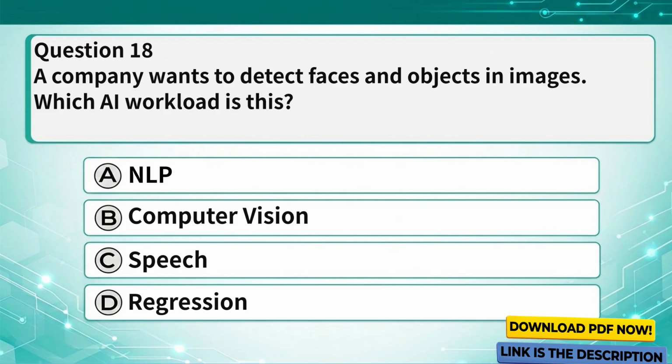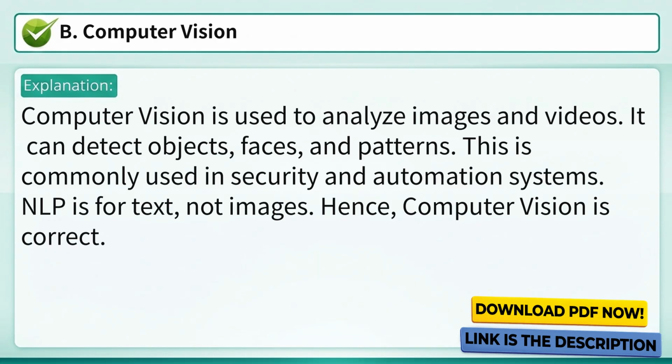Question 18. A company wants to detect faces and objects in images. Which AI workload is this? A. NLP. B. Computer vision. C. Speech. D. Regression. Answer: B. Computer vision. Explanation: Computer vision is used to analyze images and videos.